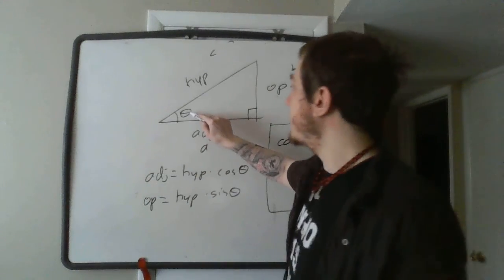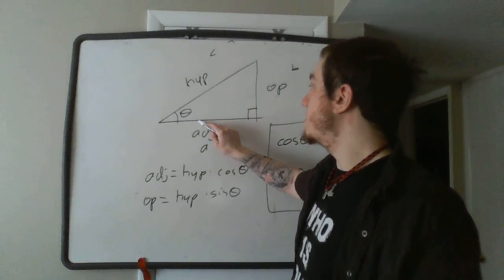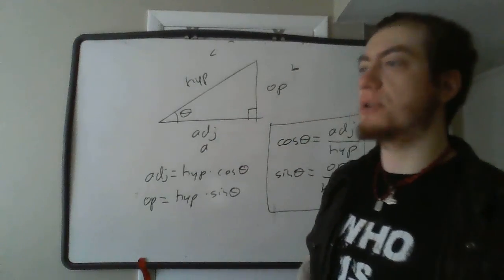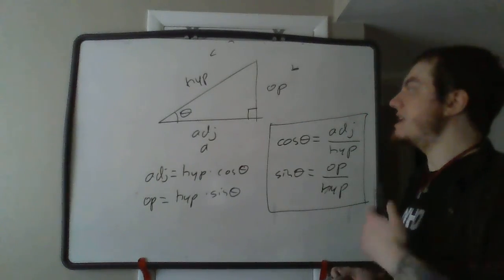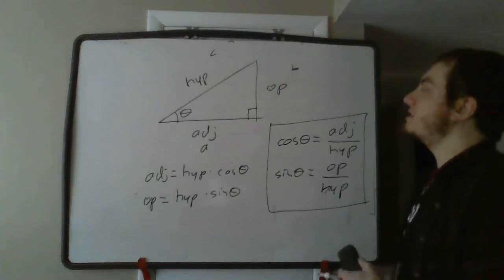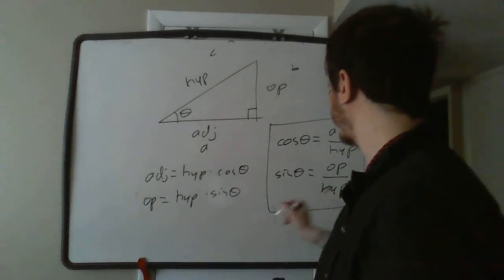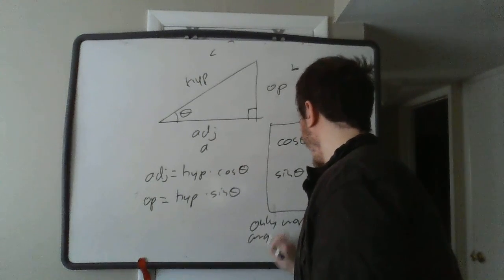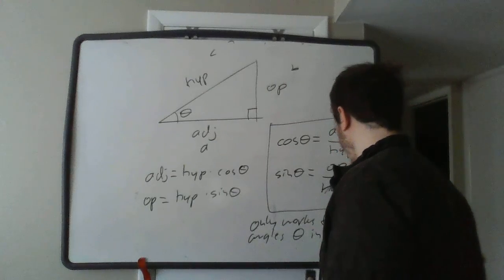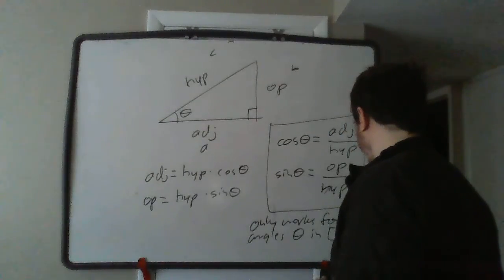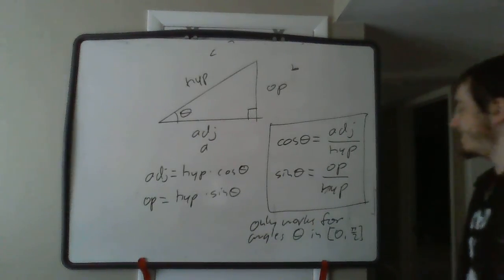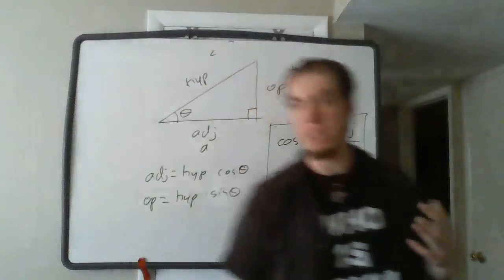For a right triangle, this angle theta has to sit somewhere between 0 and a right angle. Now, a right angle in radians is pi over 2. A right angle in degrees would be 90 degrees. So the problem is that this definition only works for angles theta in the interval from 0 to pi over 2. And that's kind of a problem if you want to define this function everywhere.